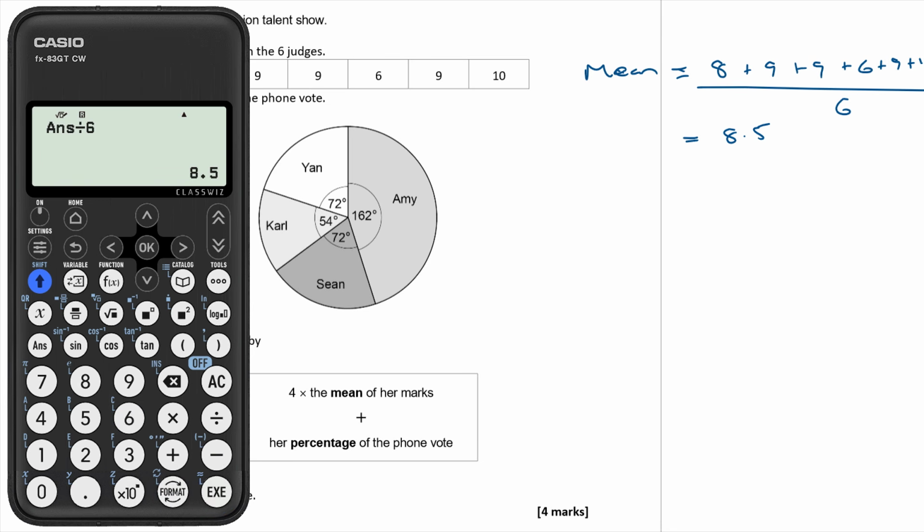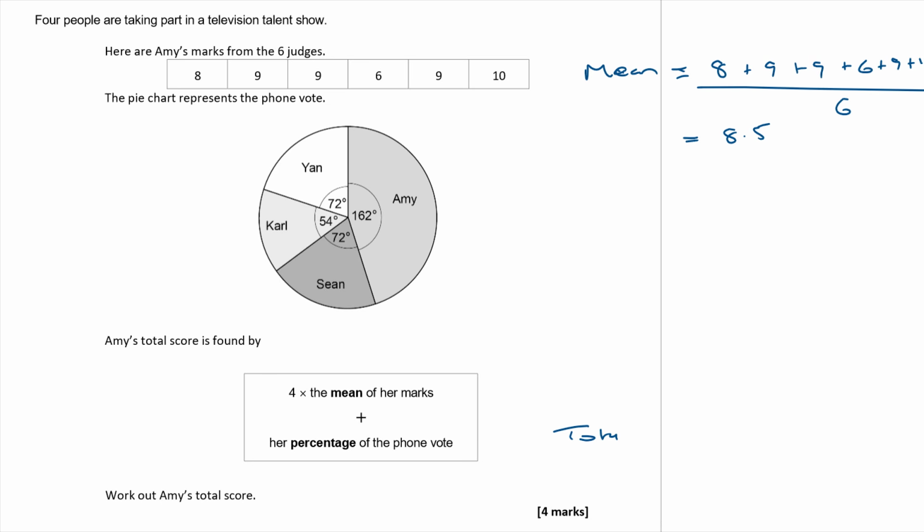Okay, so we also want to know what her percentage was. So her total score then is going to be 4 times the mean, which is 8.5, plus her percentage, which we haven't found yet. So Amy, you can see here, has 162 degrees of this pie chart. So she would have got, from the phone vote, 162 over 360. That's times 100% then, isn't it?